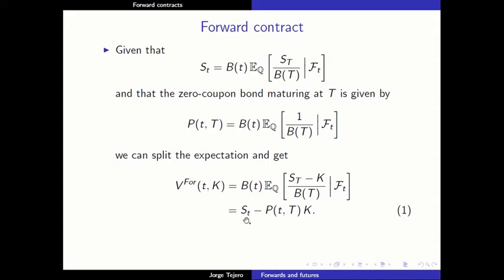This term, which depends on the financial asset, is going to give us the current price of the asset over here, and then this fixed amount K, which is fixed at the inception of the contract, once we take it out of the risk neutral expectation, is going to be multiplied by the zero coupon bond.